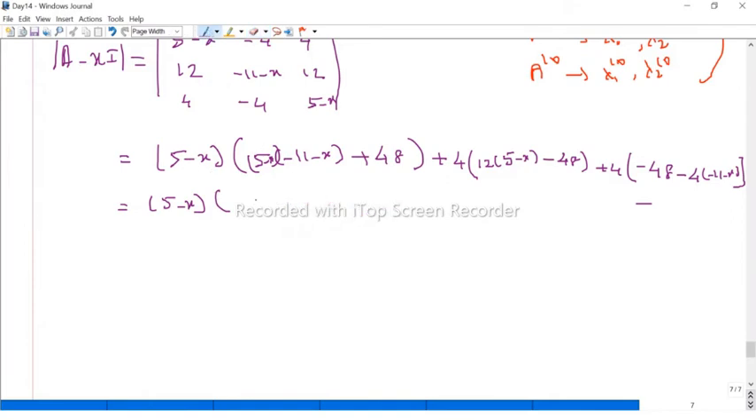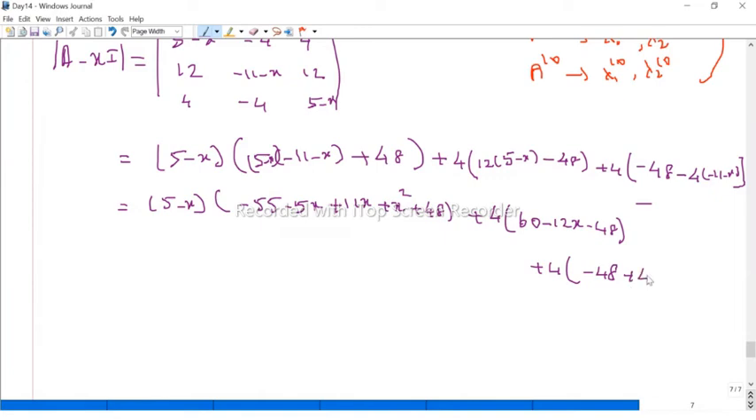First you have to multiply 5. 5 into minus 11 is minus 55. And then 5 into minus x is minus 5x. Minus plus 11x. And then minus plus x square. Plus 48. And here plus 4 times, and this is minus 12x minus 48. And here plus 4 times minus 48, minus plus 44, minus plus 4 times x.